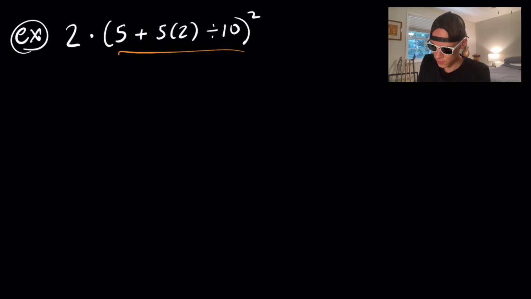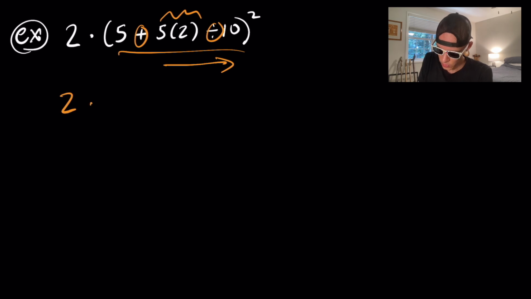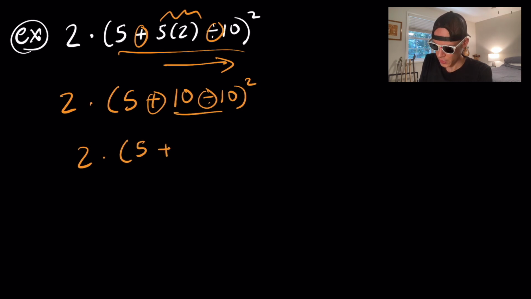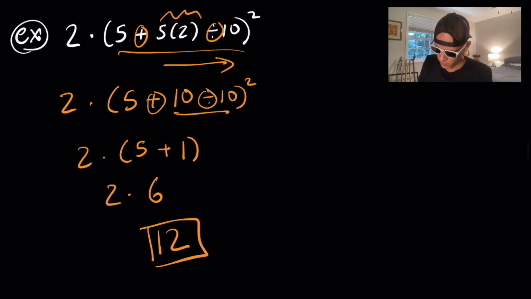So go into this parentheses first, and we have addition, multiplication, and division. So I'll look at the multiplication and division first and go left to right. So I'll have 2 times 5 plus, 5 times 2 is 10, and then divided by 10, and all that squared. So now we just have addition and division. So I'll do the division first. So 2 times 5 plus 10 over 10, or 10 divided by 10 is 1. And now just the addition. So 5 plus 1 is 6, and then times 2 is 12.